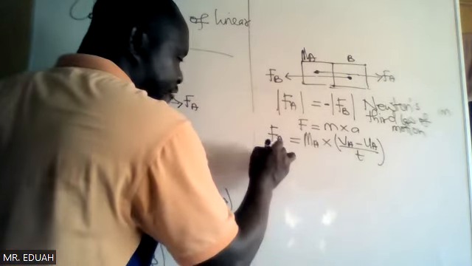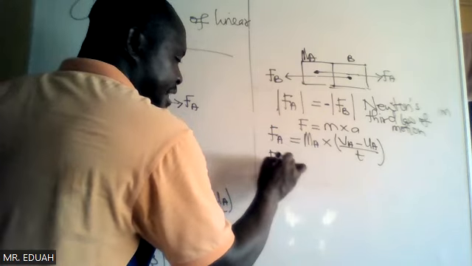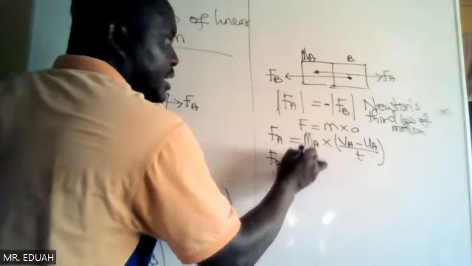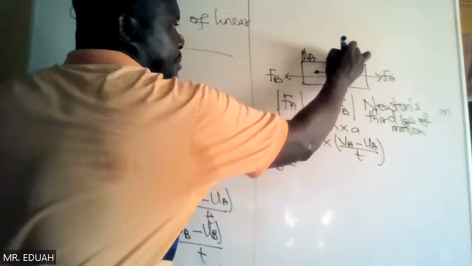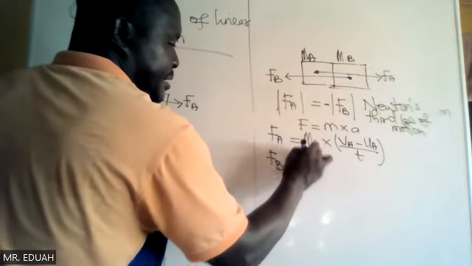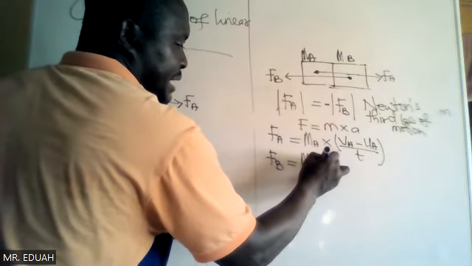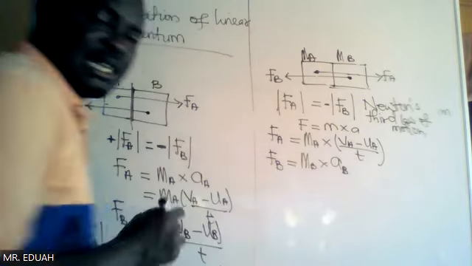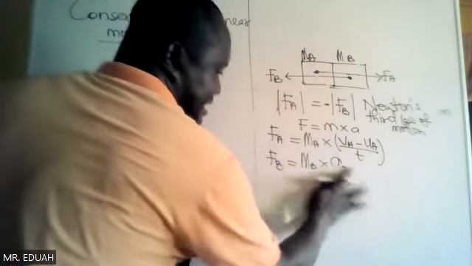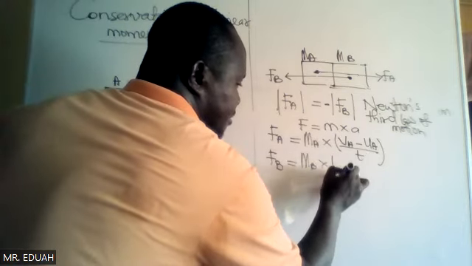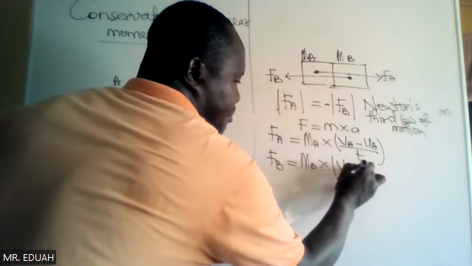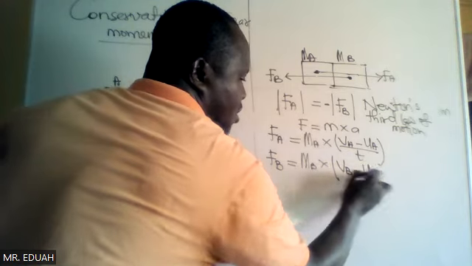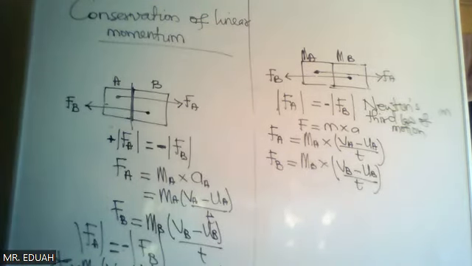Let's do it for Fb. Fb is equal to the mass of body B, Mb, times the acceleration of B. But acceleration, we'll write it as this. So Vb minus Ub all over T. Please, are we okay?